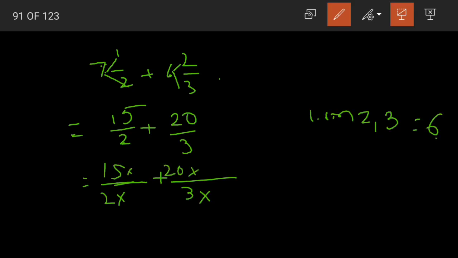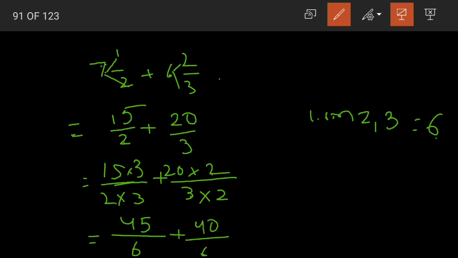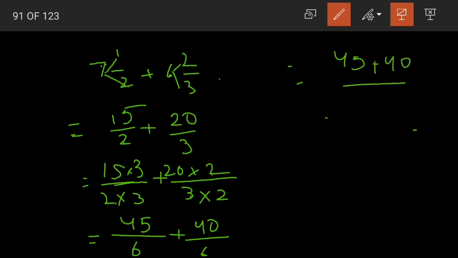Yes. So we have to multiply here 2 with 3 to get 6 and multiply 3 with 2 to get 6. 15 into 3, 45 divided by 6, plus 20 into 2, 40 divided by 6. That is nothing but here now we have the same denominators. So 45 plus 40 divided by 6, that is equal to 85 divided by 6.